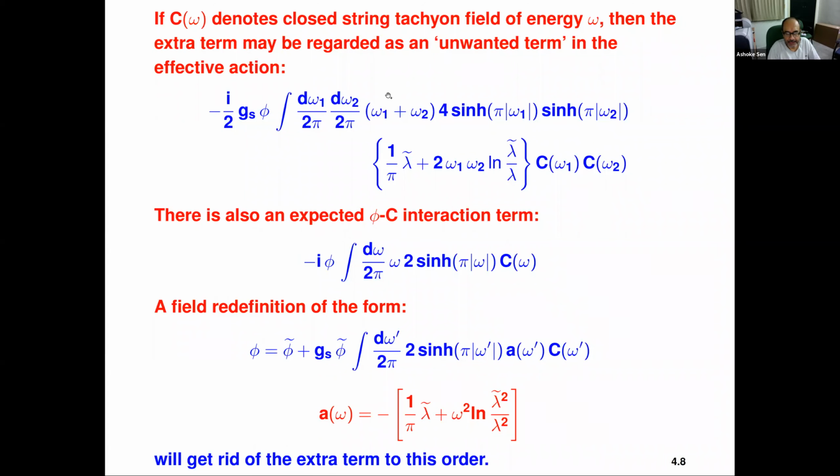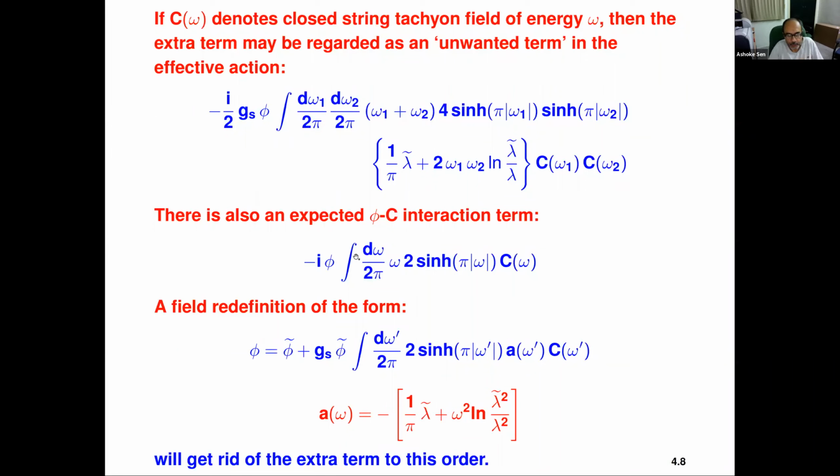Now let's leave this aside and note that there is also the usual expected phi C interaction term. In the phi C coupling there is no extra term, because the C is sitting at the origin, at the center of the disk or at i in the upper half plane, and your phi is on the real line. So there is no divergence. There you get the expected coupling, namely minus i phi times omega times the closed string one point function. So there is an effective phi C coupling in the action of this kind.